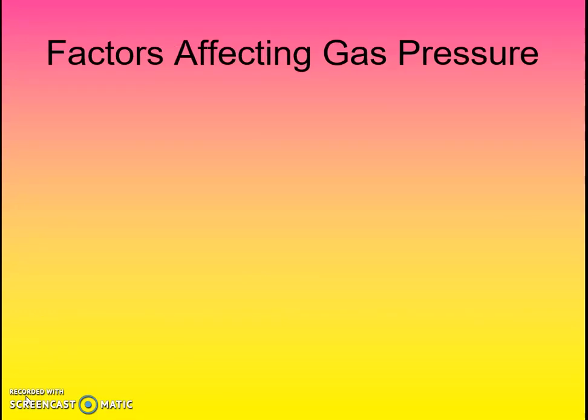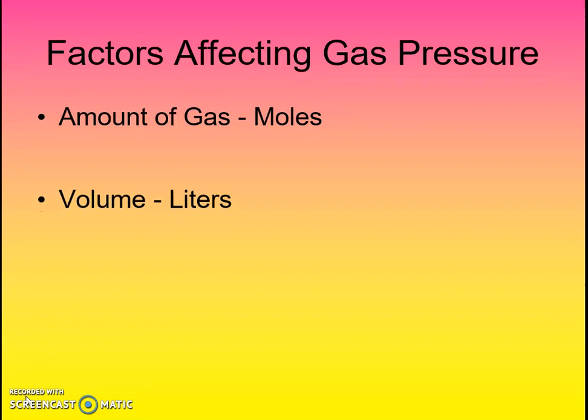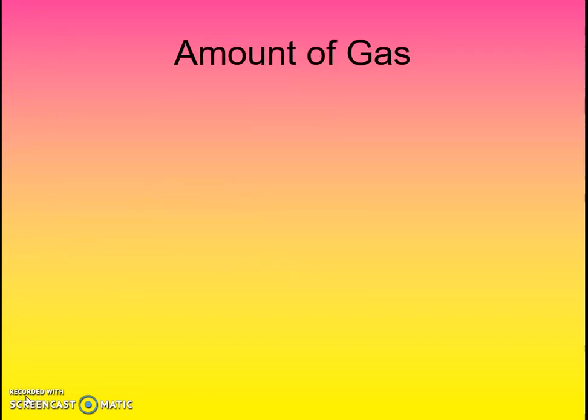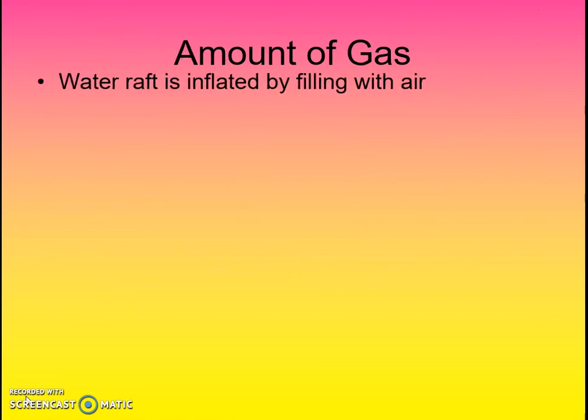So there are 3 different factors that affect gas pressure. We'll look at them more in depth in a minute. But those 3 factors are the amount of gas, which we look at in terms of moles, the volume, which we'll look at in terms of liters, and the temperature, which we'll look at in terms of Kelvin. So how does the amount of gas, how many moles of gas there are, affect gas pressure?